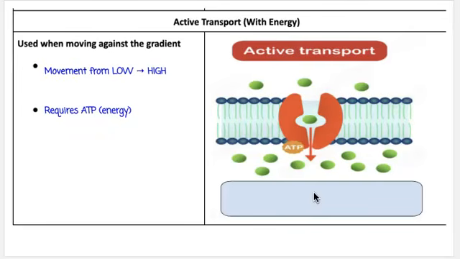Think of it kind of like when you're going up a hill, you're requiring effort to move. The cell also uses protein pumps for this type of movement of molecules. Because it requires so much energy, it could need a bigger channel in order to move the amount of molecules.